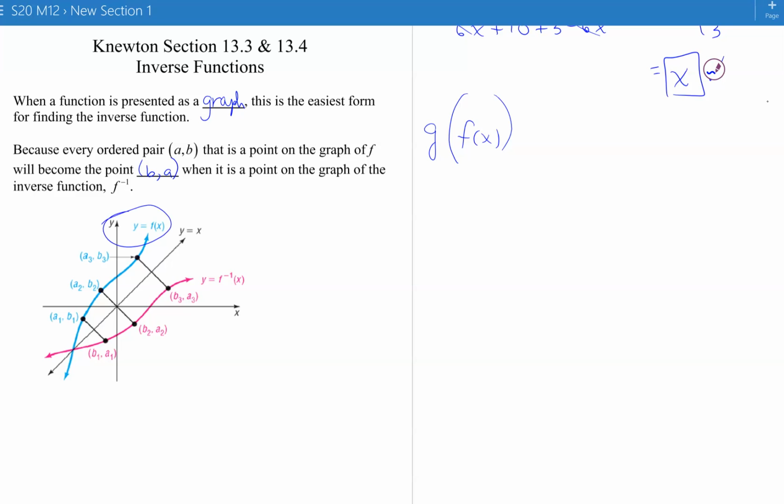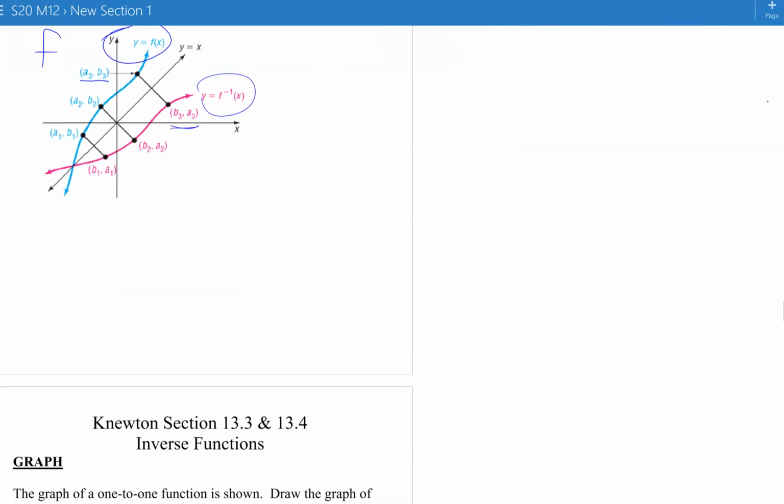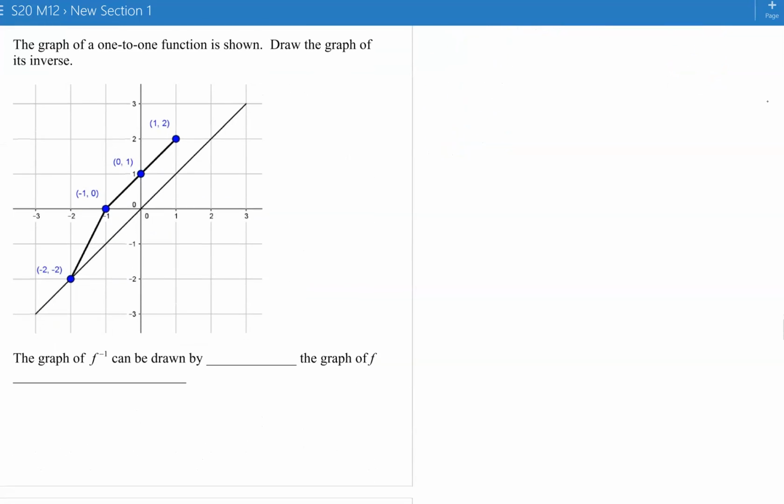So the blue function is f and the pink one is f inverse. Every point (a, b) maps to the point (b, a), and you can see visually that the effect is you reflect the graph of f about the line y equals x.